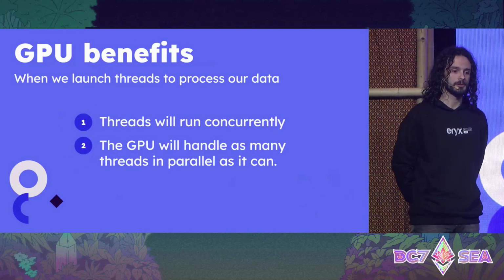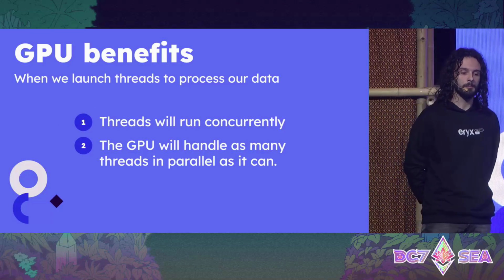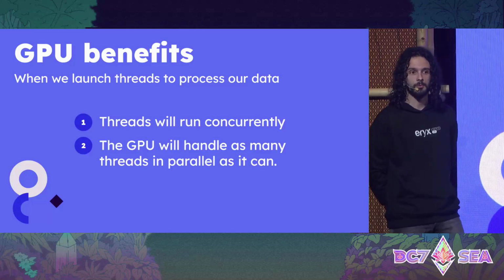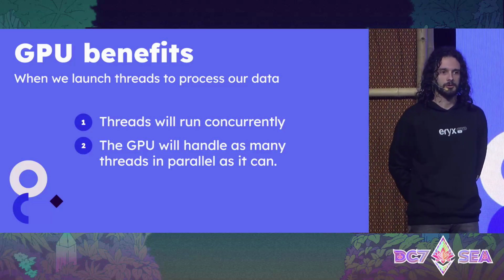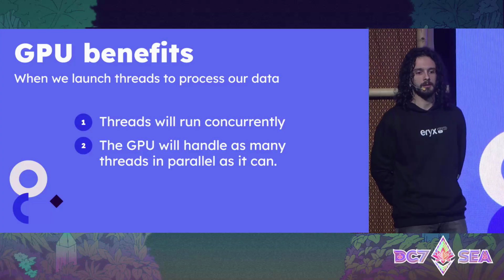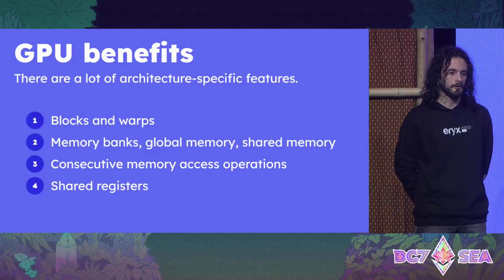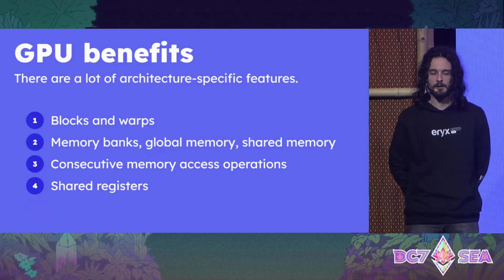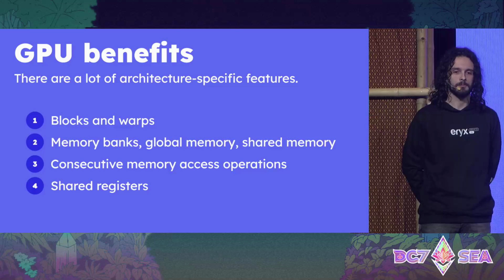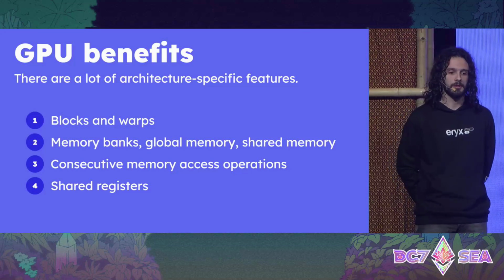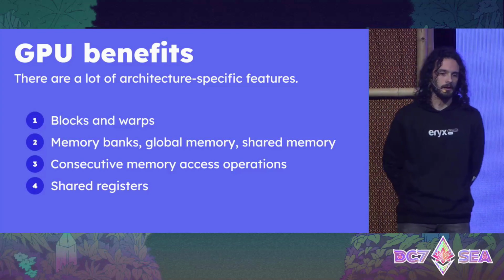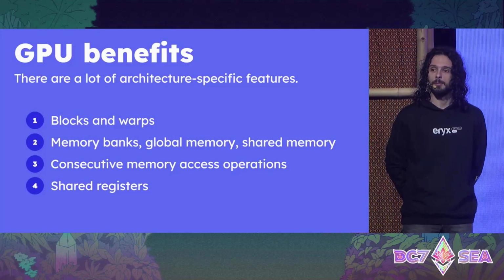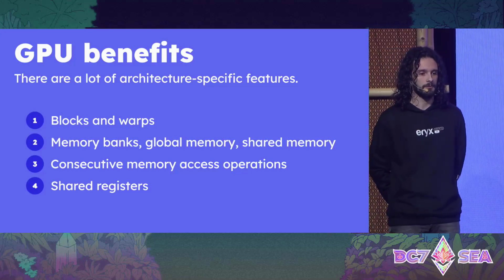When we launch threads to process our data, they will run concurrently, so they'll compete to use the resources of the GPU. But the GPU can handle many threads at the same time, and this is what benefits us. It helps our calculations be parallelized and run fast. There's also the fact that some architectures, we'll talk about CUDA here, bring you some particular optimization heuristics or optimization tools. We won't talk about them much here, but consecutive memory access operations and shared registers are very specialized tools, so not much focus on them for this talk.